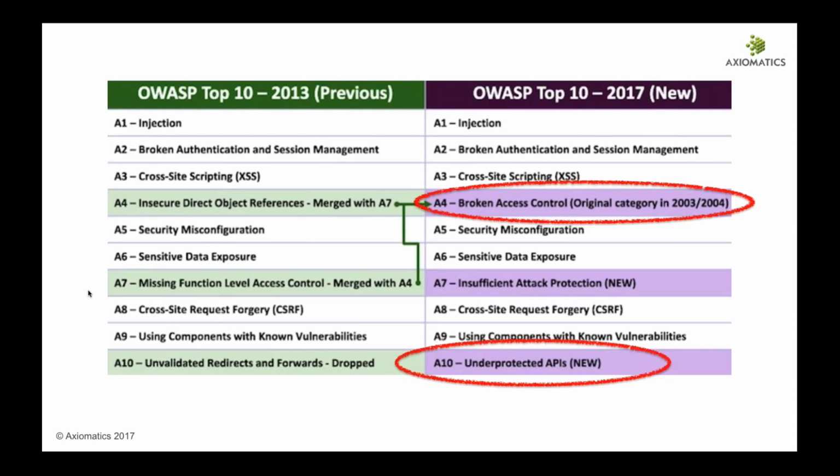Look at broken access control: this concern has been around since 2003-04. We're not getting any better at this. And now they've introduced underprotected APIs as a top 10 concern. Combine the two together, access control within APIs, and I think that's going to be a huge challenge going forward. We're basically opening up a new vector of attacking these applications.